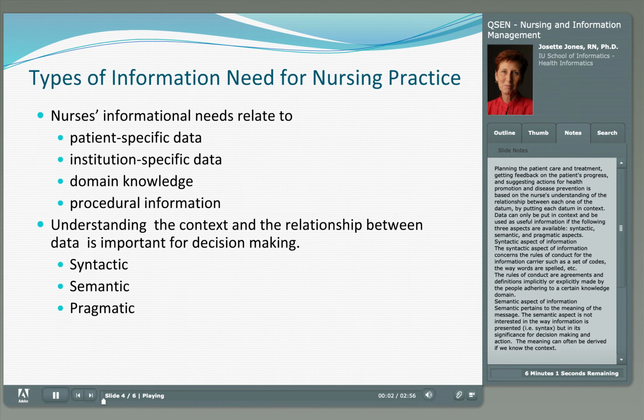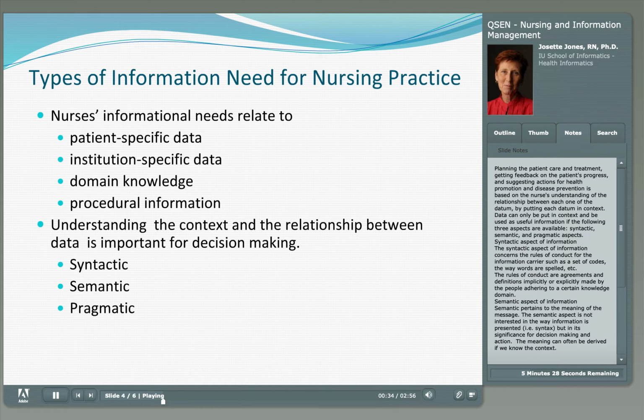Data are necessary for planning patient care and treatment, getting feedback on patient progress, and suggesting actions for health promotion and disease prevention. Yet, data alone is not sufficient. Nurses must understand the relationship between each of the data elements collected, and the data elements must be put in context.